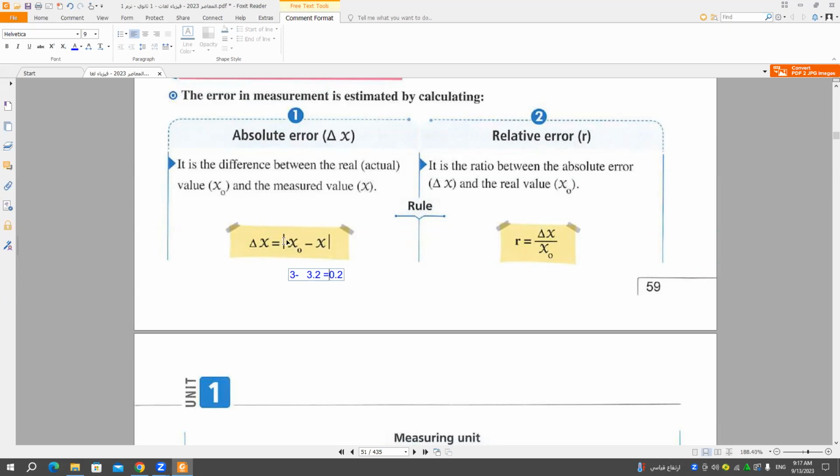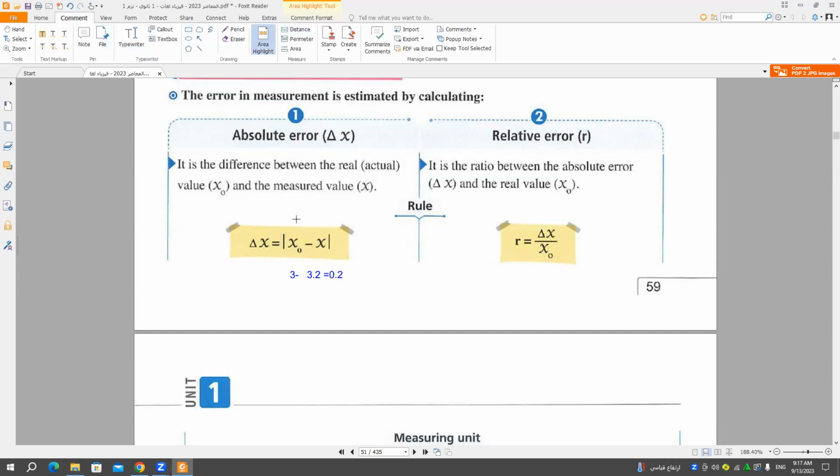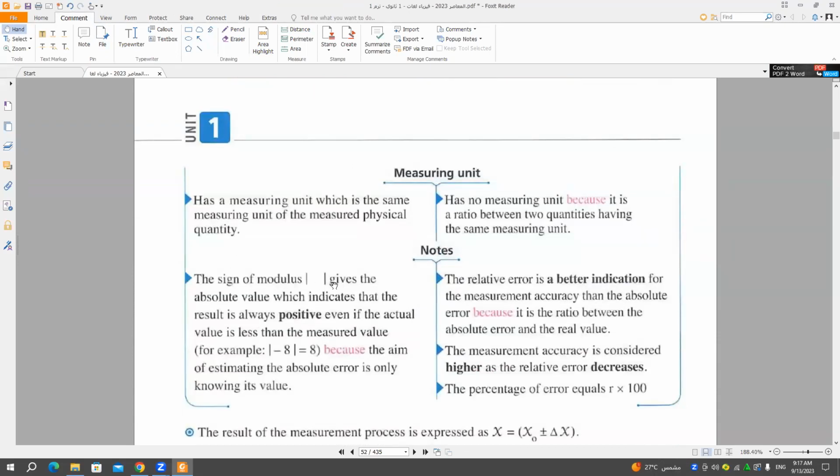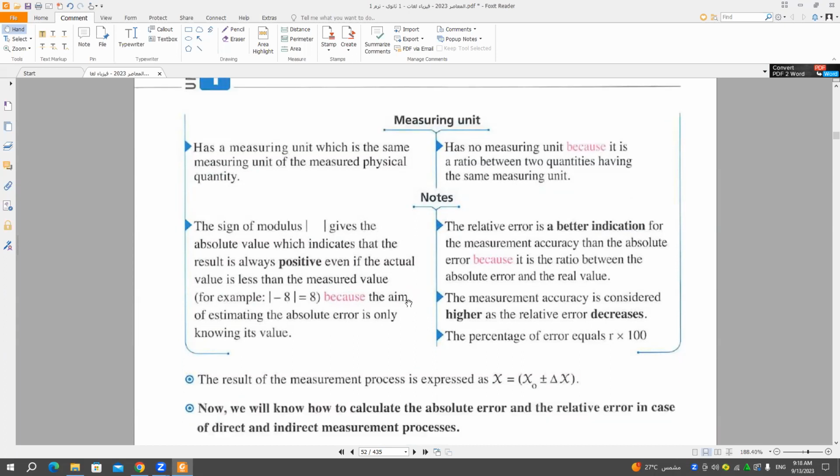By using this sign, called modulus, the sign of modulus gives the absolute value, which indicates the result is always positive, whether the actual value is less than or more than the measured one. Why? Because the aim of estimating the absolute error is only knowing its value, its magnitude.